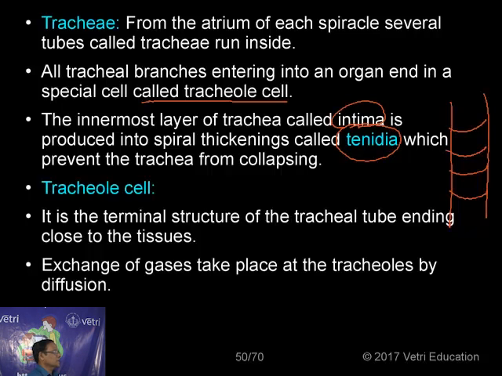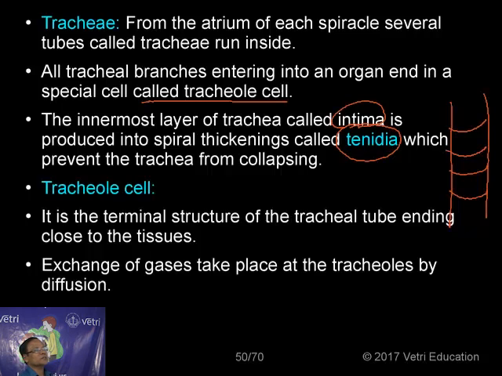Now, the tracheal cell. I mentioned already it is a terminal structure made up of only one cell, a single cell having cytoplasm and nucleus, filled with a fluid. An exchange of gases takes place between the fluid of the tracheole and the cytoplasm of the cell directly. Now, exchange of gases takes place at the tracheoles by diffusion. The gases enter into the fluid of the tracheole, for example carbon dioxide by diffusion, and similarly from the fluid, oxygen diffuses into the tissue or cell.